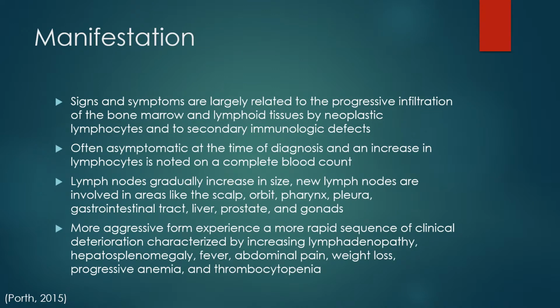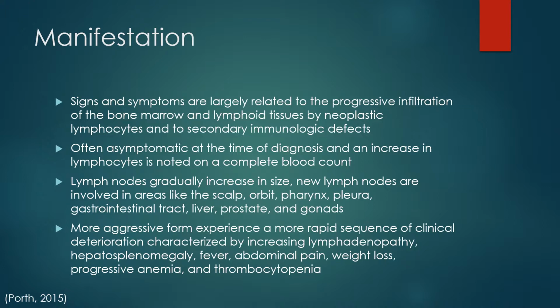As for manifestation, the signs and symptoms are largely related to the progressive infiltration of bone marrow and lymphoid tissues by neoplastic lymphocytes and secondary to immunologic defects. You are often asymptomatic when you're first diagnosed, but if you have an increased lymphocyte count, it's noted on your complete blood count. Once this advances, you generally start to have an increase in lymph node size, or new lymph nodes are involved.